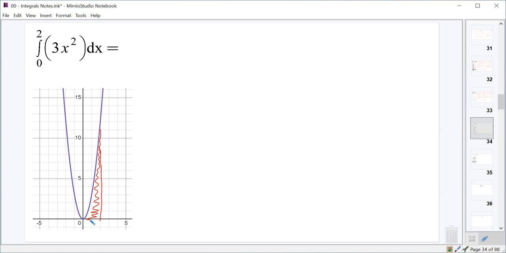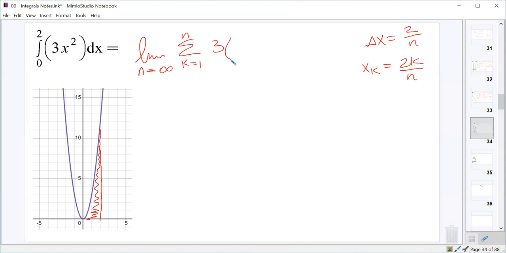So what we'll do is we'll write out a limit and a summation. Delta x is going to be 2 minus 0 over n, so that's just going to be 2 over n. And x sub k is going to be 0 plus 2 over n times k, so that'll just be 2k over n. And we'll write that out as a limit as n approaches infinity of a sum from k equals 1 to n of 3 times x sub k squared times delta x.